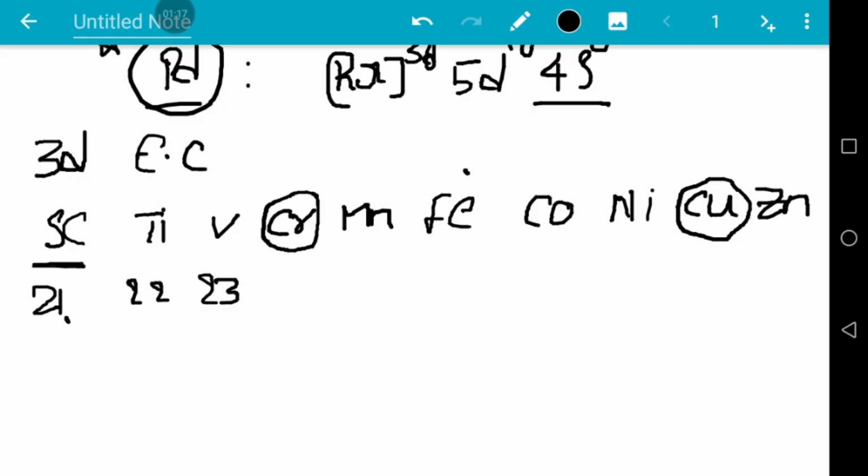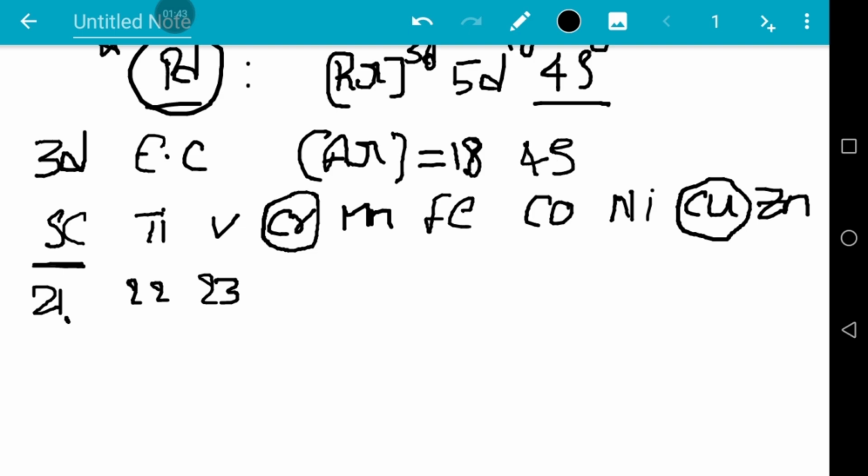So how to fill those 21 electrons? What is the nearest noble gas? Argon is the nearest noble gas. If you write argon, then 18 electrons are completed. So this is argon we can write. After the argon, which shell will be filled? The 4s will fill, and after that 3d will also fill.